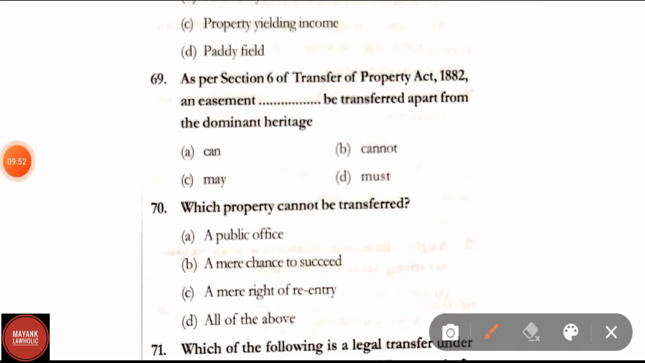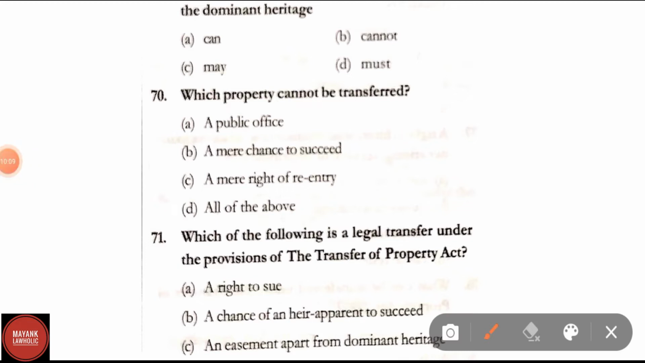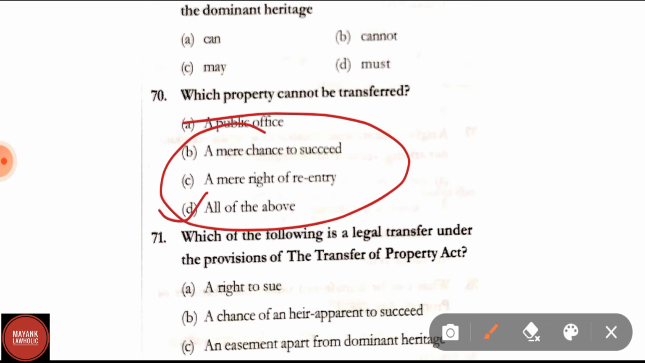Question number 69. As per section 6 of the Transfer Property Act 1882, an easement dash be transferred apart from the dominant heritage. Here the correct answer is option B, that is an easement cannot be transferred apart from the dominant heritage. Question number 70. Which property cannot be transferred? A public office, a mere chance to succeed, a mere right of re-entry, all of the above. Correct answer is option D. All the properties which are mentioned here cannot be transferred.